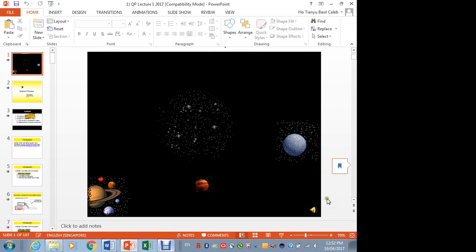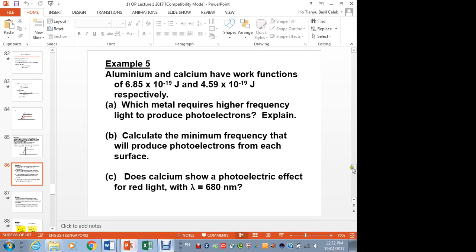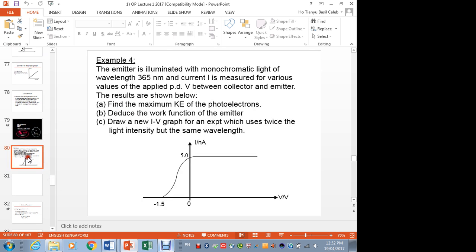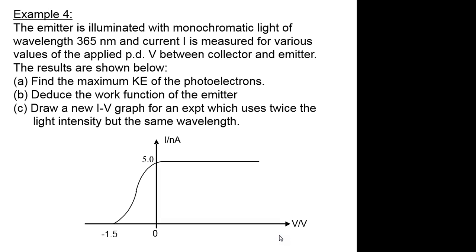All right. Example 4. Let's go. So here we have it. You have a light illuminated with monochromatic light of wavelength 365 nm and current I. For this PD, find the maximum Ke of the electrons. Next, deduce the work function of the emitter, and then find the IV graph, which uses twice the light intensity but the same wavelength.